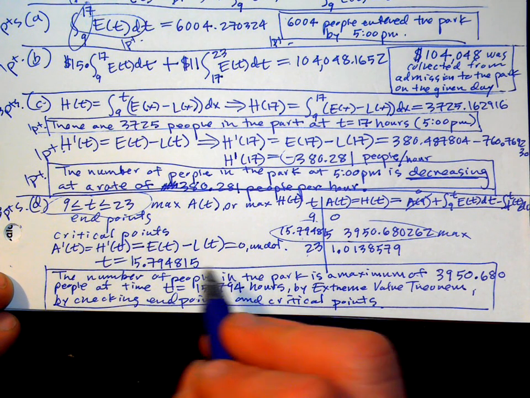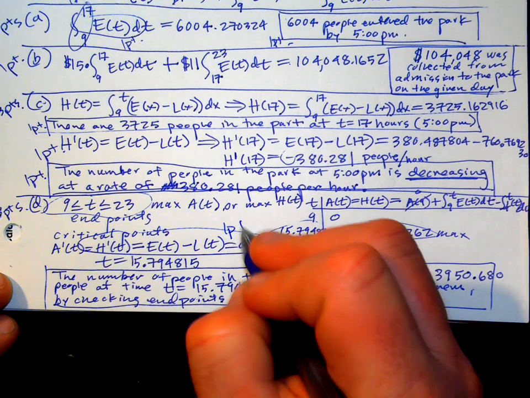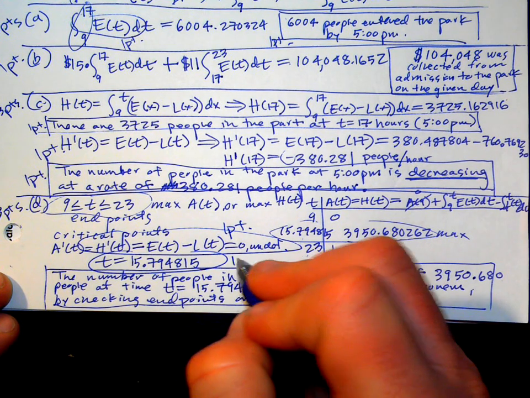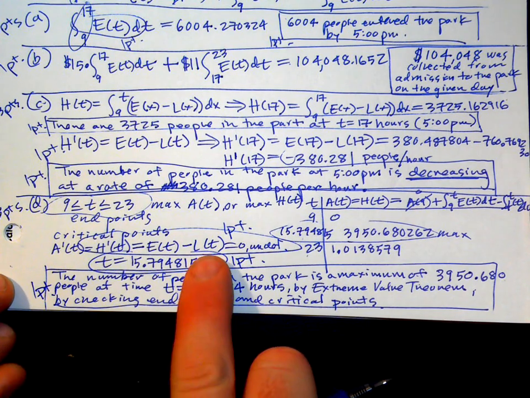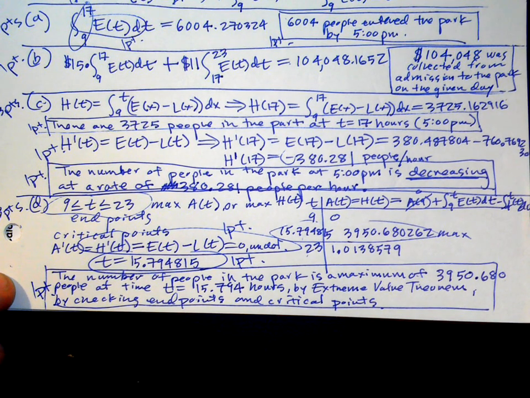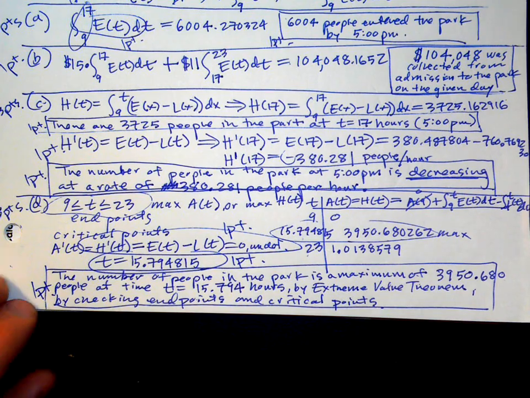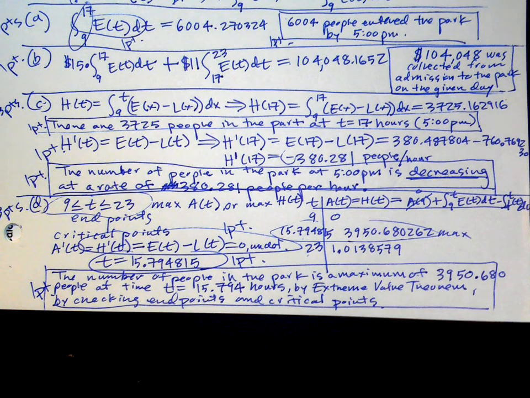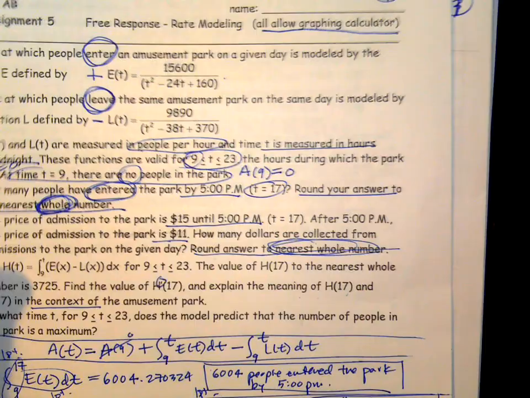Points on this were 1 point for actually writing that down, 1 point for finding your critical point, and 1 point for the answer. So if you didn't write that down, you lost that point, even if you got the right critical point and did all the rest of the work. Wow, I spent 26 minutes on that. It's going to be a long video.